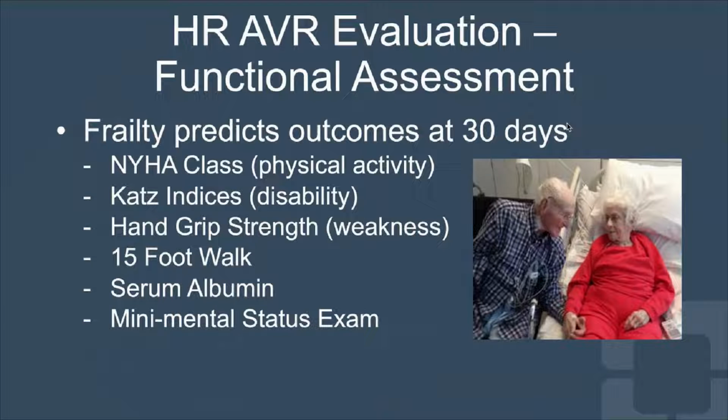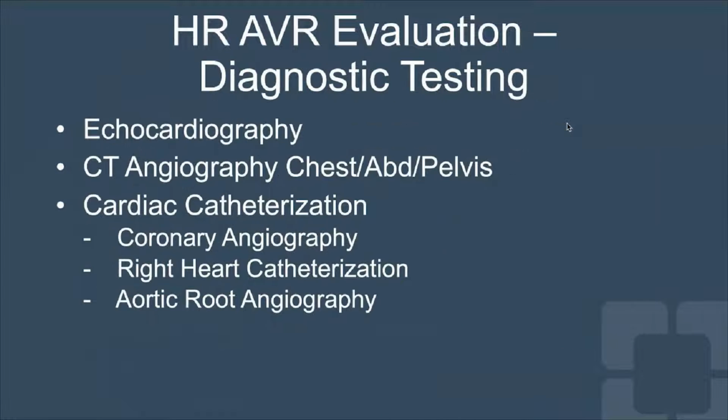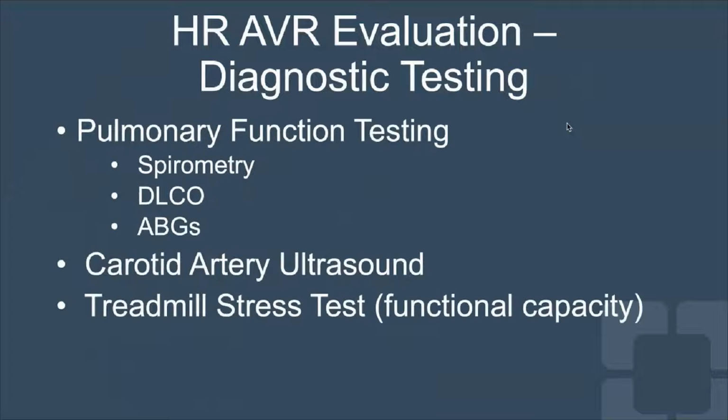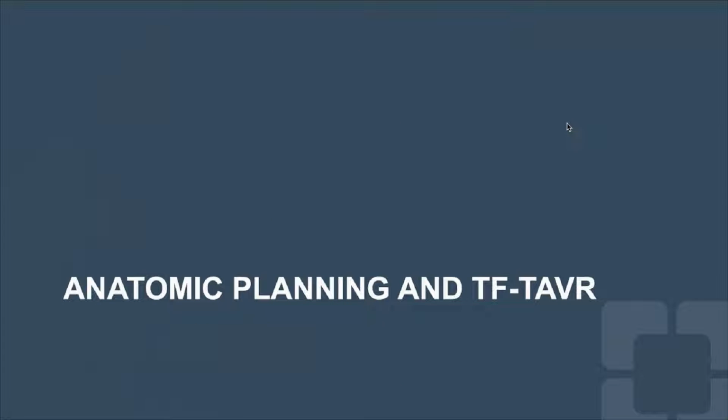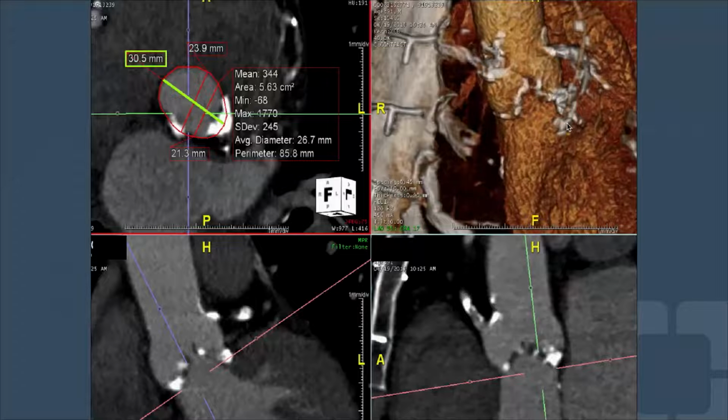And there are various tests that we can use for frailty. We're also looking at the diagnostic studies involving the echo, the CT, and the catheterization to see whether or not they need any adjunct procedures, as well as functional studies for pulmonary and carotid, as well as a stress test to assess functional capacity. When we have all this information, we amalgamate the risk together to have a global risk for the patient. So for the surgical risk, anticipated benefit of TAVR, the team will then decide whether or not a patient is appropriate for a TAVR.